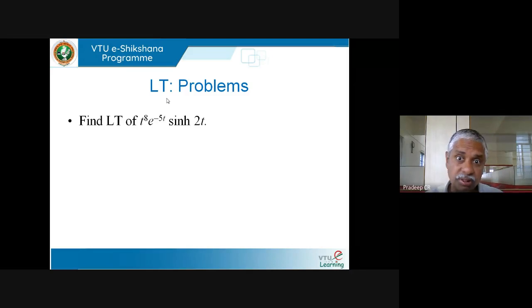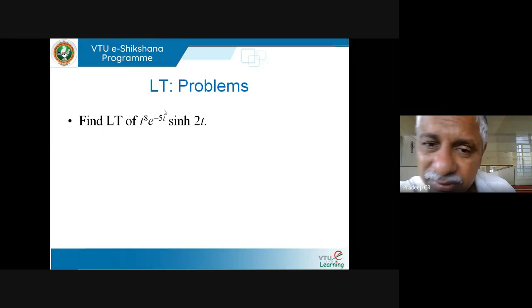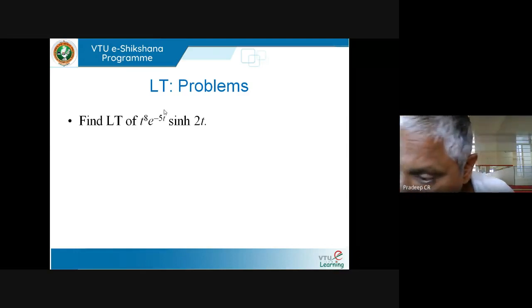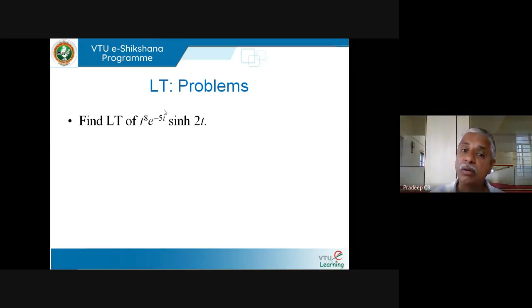It is possible to do it that way. Please understand what I'm saying. The moment I see this problem, it's clear that I know the Laplace of sine hyperbolic 2t. Then I know the Laplace of e power minus 5t into sine hyperbolic 2t. Then if I want to find t power 8 into e power minus 5t into sinh 2t, I differentiate 8 times. Differentiating 8 times is not something welcome or enticing. So I want to avoid that. How do I avoid that?